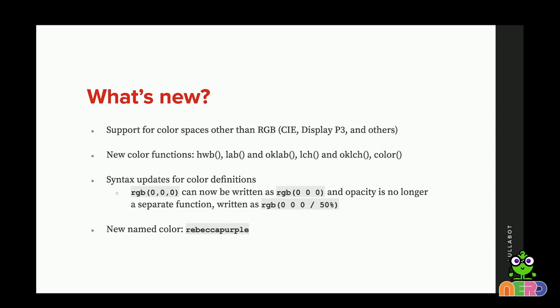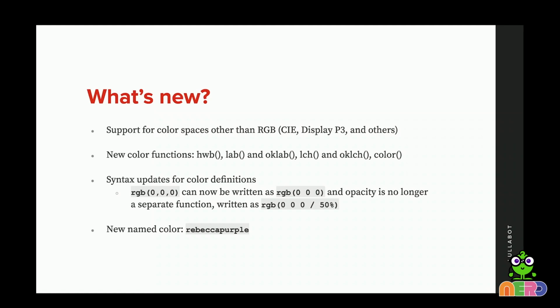There's a couple new color functions, HWB, and then the Lab and OKLab, LCH and OKLCH. And those 4 are in the CIE space. Again, I will talk about that in a little bit. And then there's some syntax updates for the color definitions. Like I said earlier, initially with RGB and HSL, you had to put a comma between all the values. But now you can just write RGB, numbers with no commas in between. And if you want to put opacity in there, you don't have to do an RGBA. You could just do RGB with a slash and the opacity at the end.